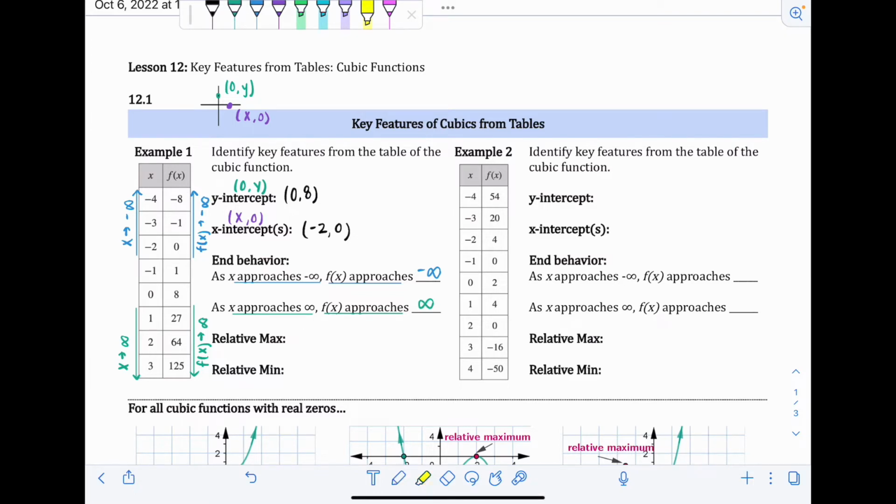And then if you're dealing with a cubic function, we talked about it in lesson 11, how they should always finish going in different directions for a cubic. So just check that these are different. One should be positive, one should be negative.